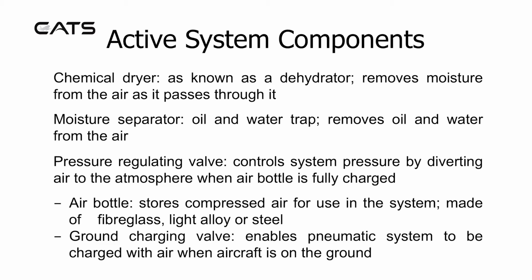The chemical dryer, also known as a dehydrator, removes moisture from the air as it passes through it. The moisture separator is an oil and water trap. It removes oil and water from the air. Pressure regulating valve controls pressure by diverting air to the atmosphere when the air bottle is fully charged.